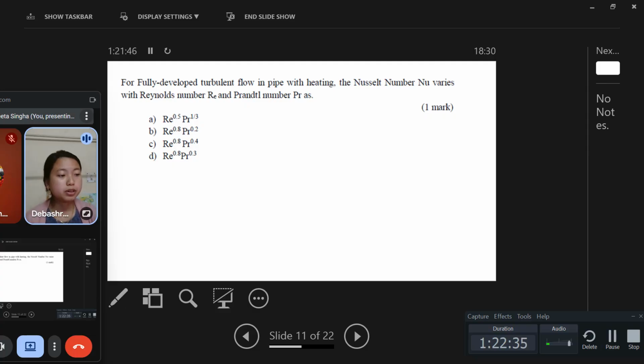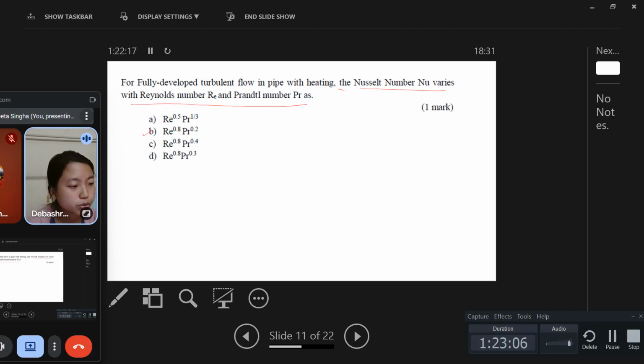Okay, for fully developed turbulent flow in pipe with heating, the Nusselt number Nu varies with Reynolds number Re and Prandtl number Pr as? Do you know this? How much it is? This has not yet come in the lectures yet. I mean, for week 5, maybe in week 6 you might get. So B is the answer here.